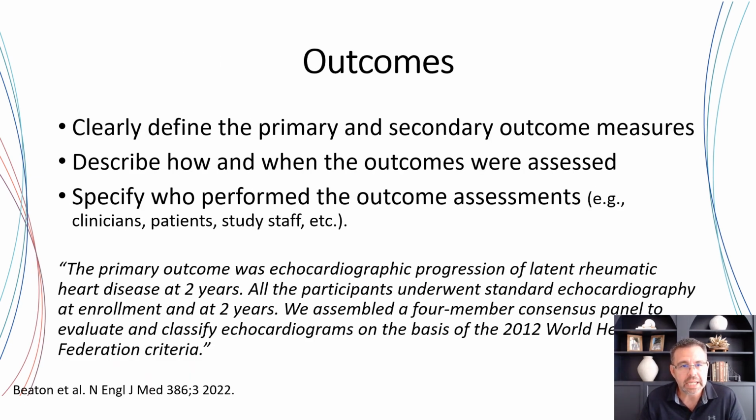When describing our study outcomes, my general advice is to start with clearly defining the primary and secondary outcome measures of your research study, and then to describe how and when those outcomes were assessed. Right? So time is often a critical component of a clinical or epidemiologic research study, and so we want to make sure that this aspect of time is clear to our readers when writing about how we assessed our outcome measures.